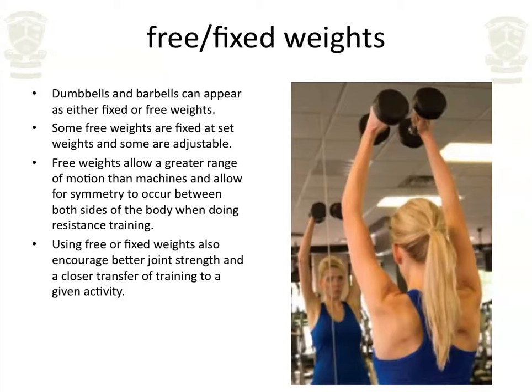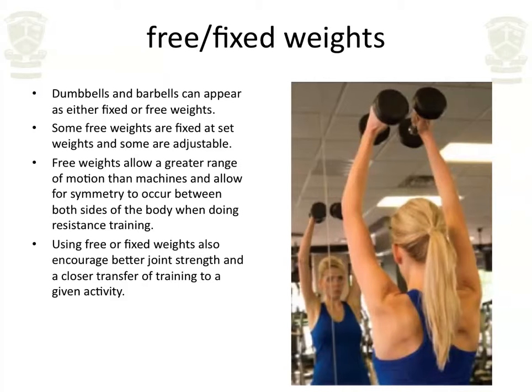Some dumbbells can be fixed at a set weight, or some you might be able to adjust to make them a bit heavier or lighter based on the ability of the person. They allow for a greater range of motion than machines do because they're not on a guided track. So if somebody's doing a dumbbell lateral raise, lifting the dumbbells out to the side and up, that person can control the movement or allow greater movement than the machine would because they're doing it with their own body.